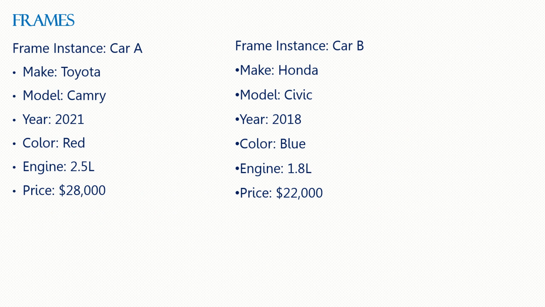So for car A, the make is Toyota, the model is Camry, it was manufactured in the year 2021, and its color is red. The engine capacity is 2.5 liters and it is priced at $28,000. Take another car B, which is a make of Honda, model Civic, manufactured in the year 2018, the color is blue, its engine capacity is 1.8 liters, and it is priced at $22,000.